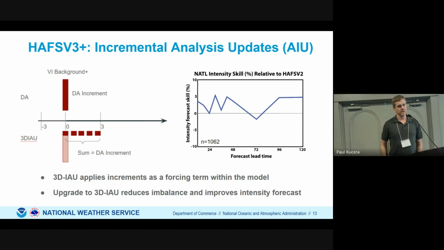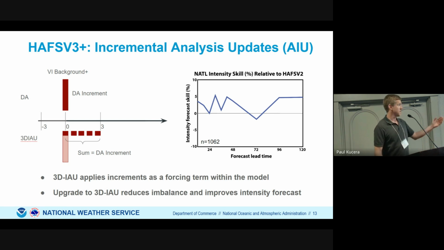This is a way to deal with the fact, especially in the inner core, that you can have strongly asymmetric increments that spin down, they result in crazy gravity waves and all kinds of weird things that go on. We've seen these, people have been talking about them, but the inner core just doesn't look right in the analysis. So with IAU, you're at 0 hours, it's just vortex initialization. So it's fairly symmetric, right? And then you have a forcing function applied over these 3 hours. And so you don't get these imbalances as much.